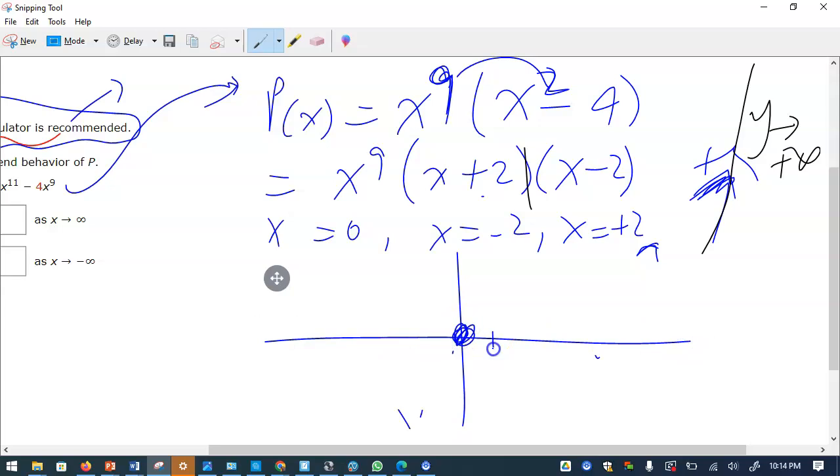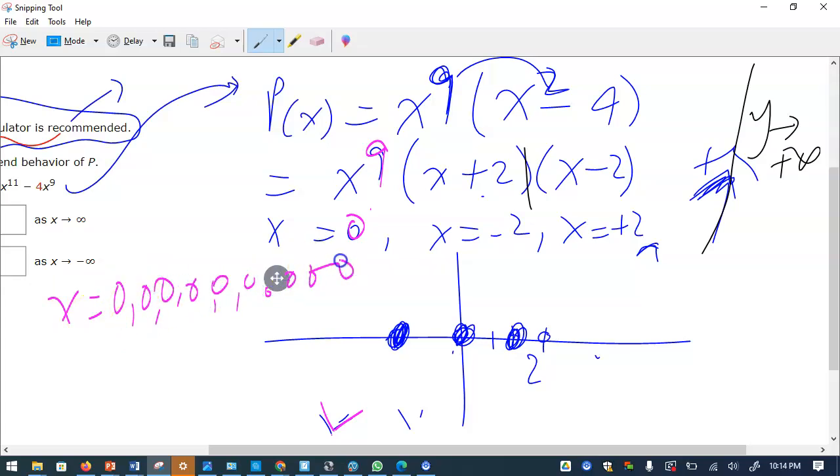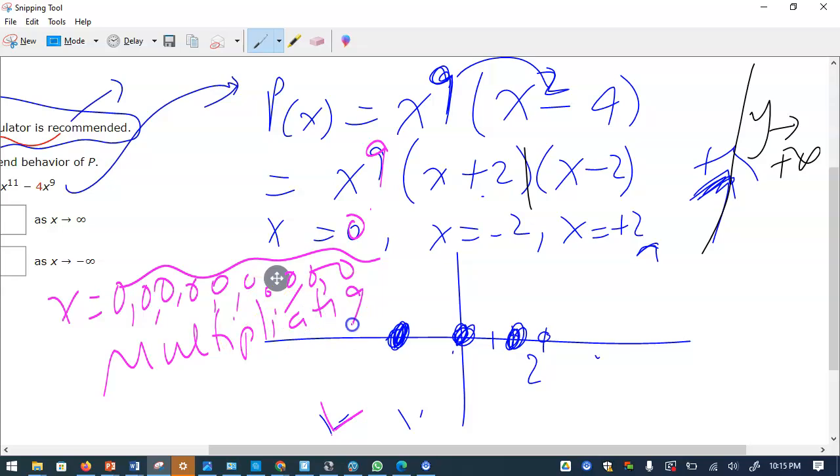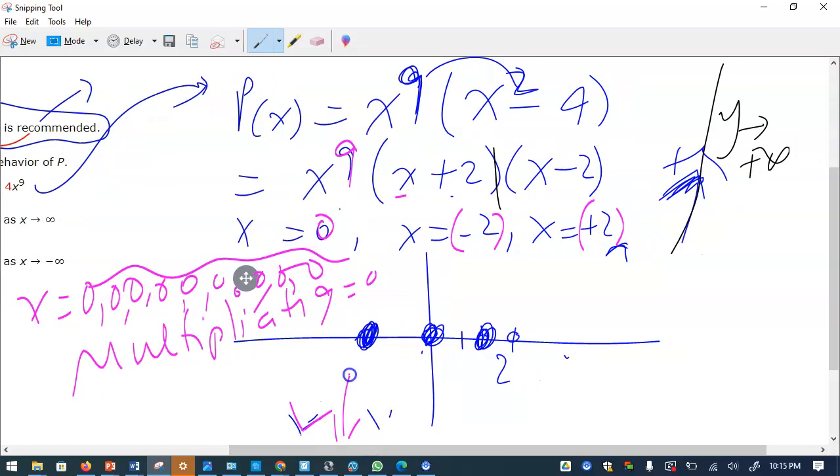So 0 is one of the points, and 2 and minus 2 are the other points. What's the difference between this one and the other one is that it starts from down. This has multiplicity 9, because it's like x equals 0 repeated nine times. That's called multiplicity 9, and it is odd. Here, this one is not repeated, so the graph has to cross.